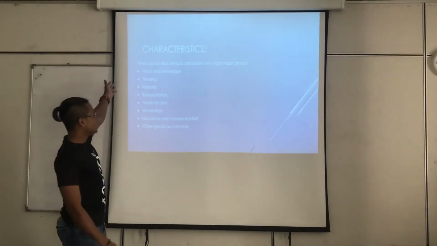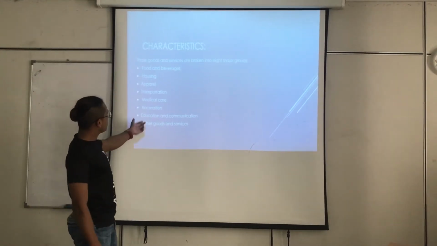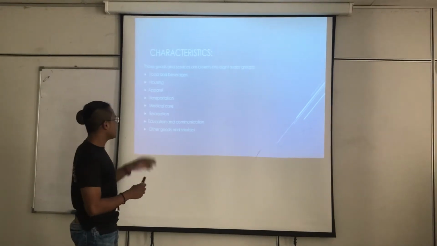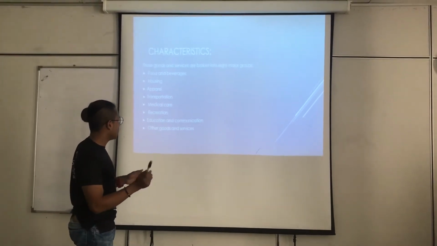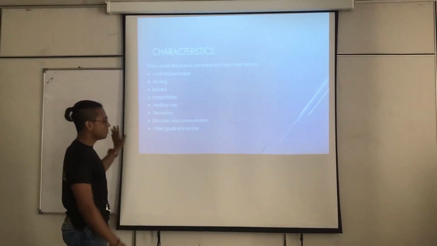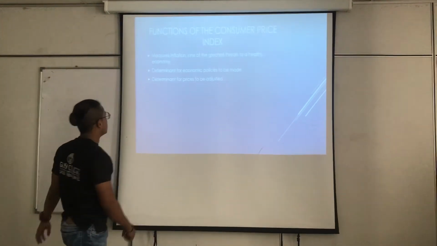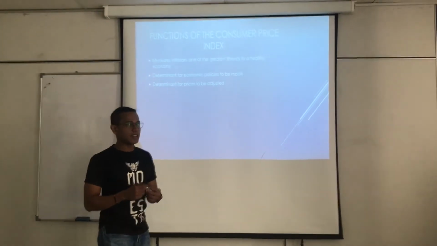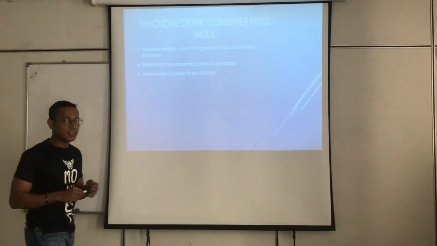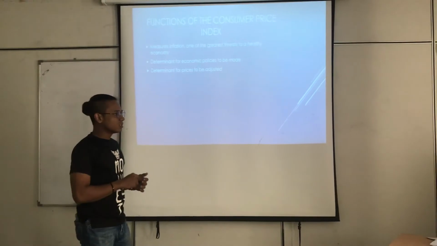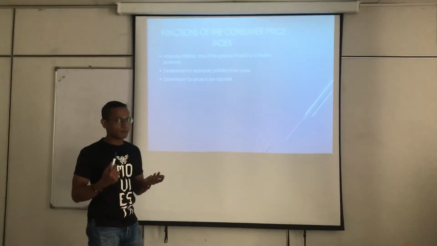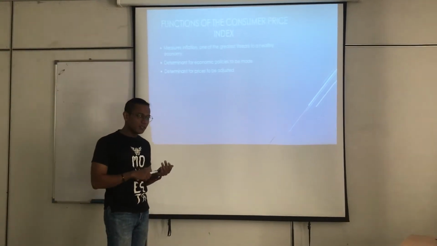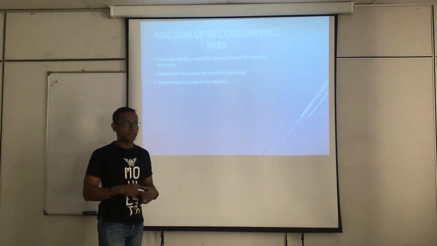So the first one is food and beverages, second housing, third apparel, fourth transportation, fifth medical care, 6 recreation, 7 education and communication, and 8 other goods and services. Alright, okay. So what is the function of the Consumer Price Index? Basically, the Consumer Price Index measures inflation. Inflation we can see as a threat to a healthy economy, and it is also a determinant for the government to make economic policies.